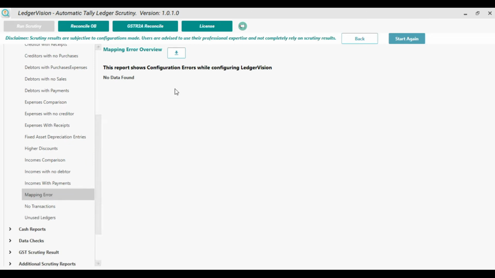Now there is no mapping error here because mapping error means if you forgot something or you skip something while configuring the Tally company, the missing details are shown in this report, so that you can revisit the configuration page and make the required changes.